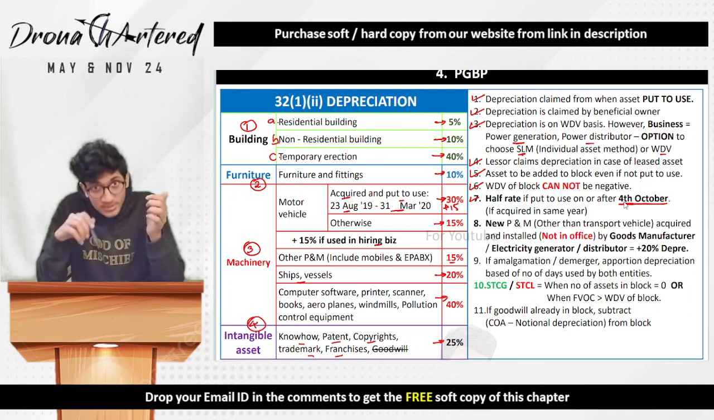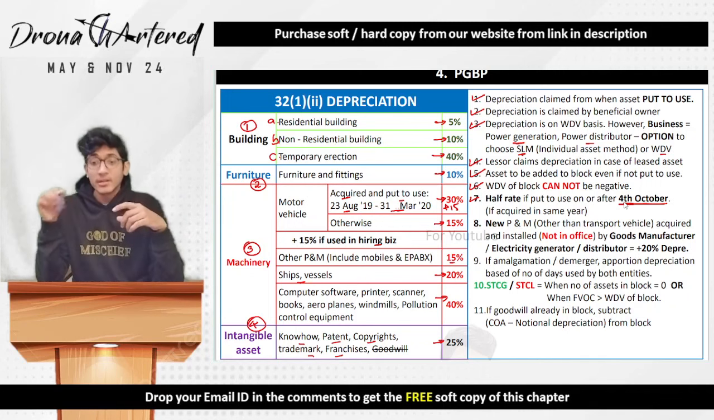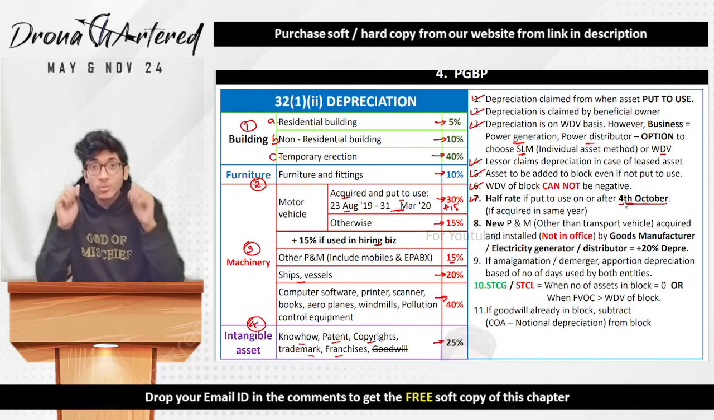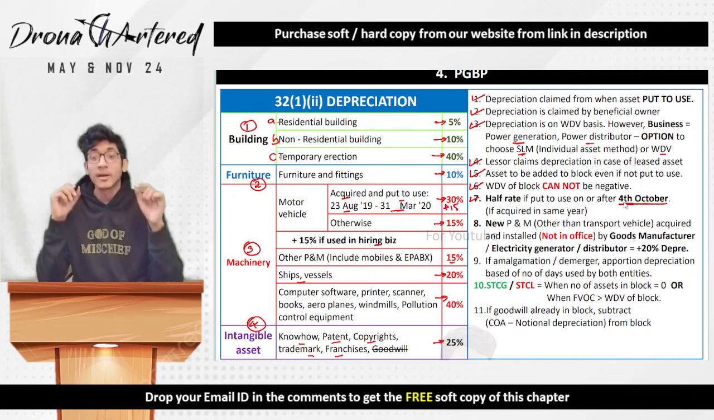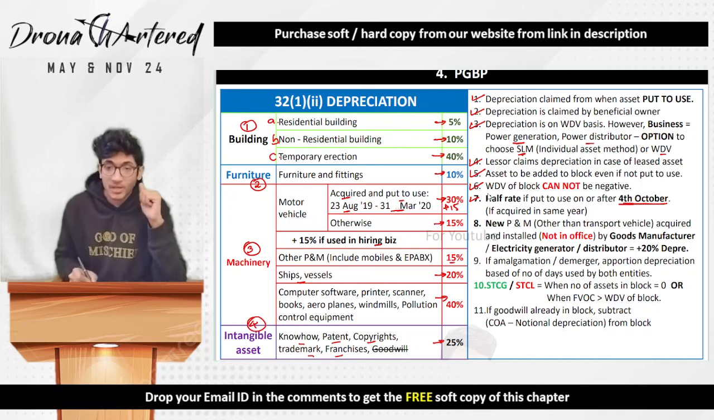If the asset is purchased this year and put to use before 4th October, full depreciation. If the asset is purchased in the previous year and put to use after 4th October, you will still get full depreciation. Only and only if the asset is acquired in the same year and put to use on or after 4th October will half depreciation be allowed.